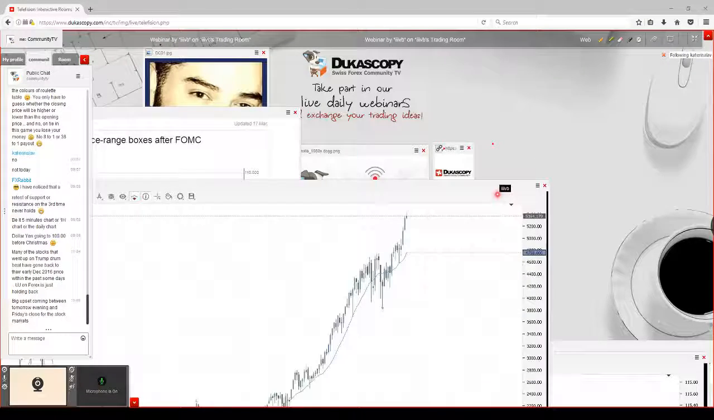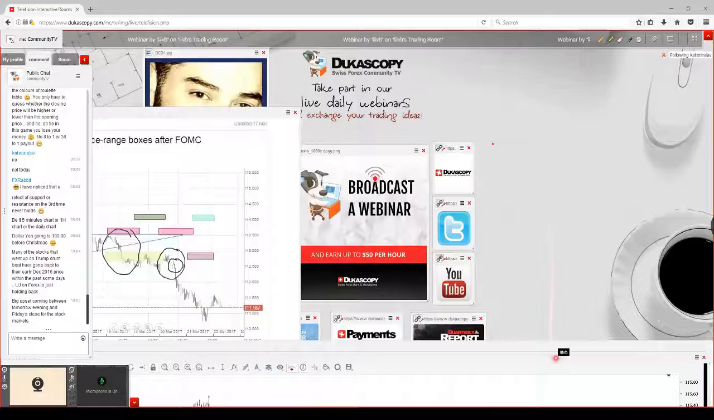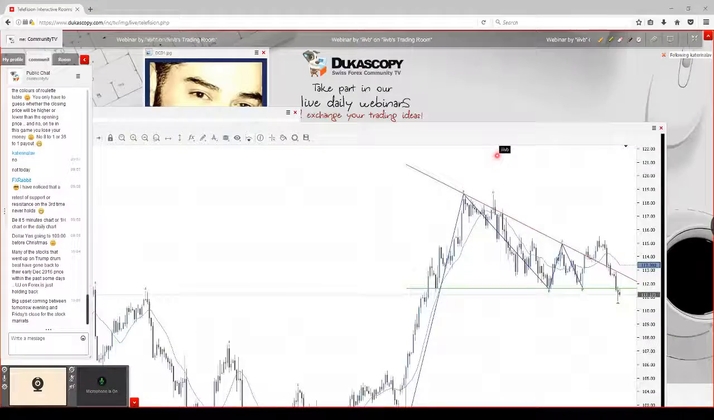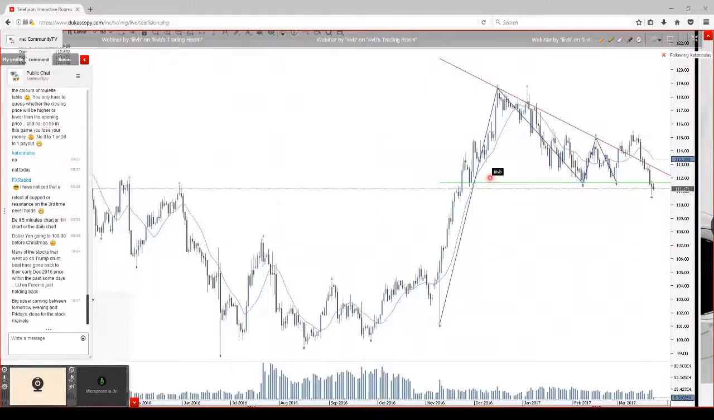Let me close some things first because I cannot find my charts. And dollar yen, this is dollar yen daily, could move to the 110. And I honestly believe that this should work. This is a support zone.